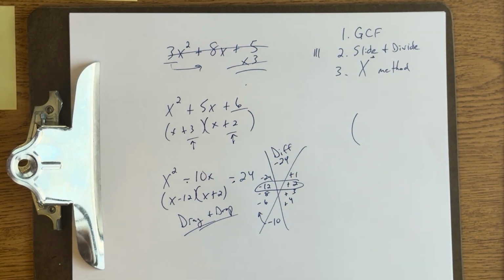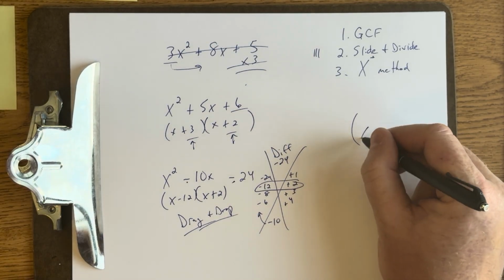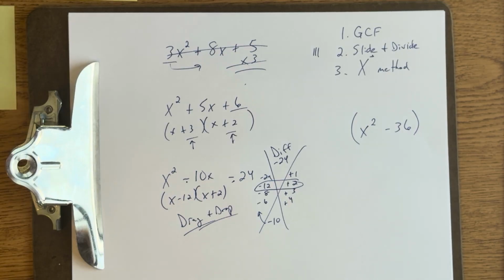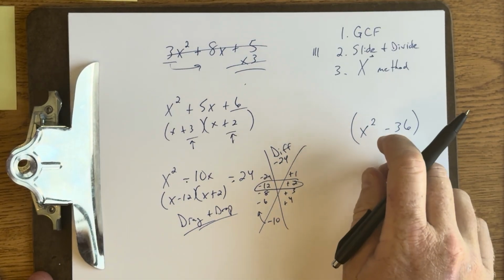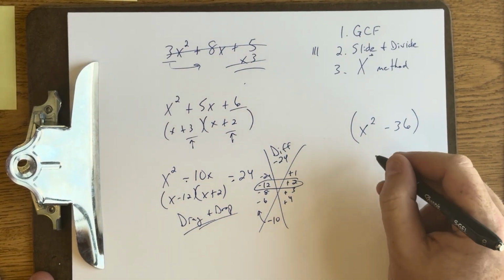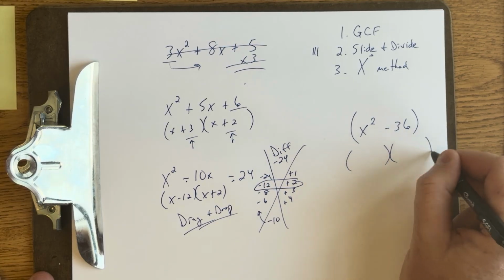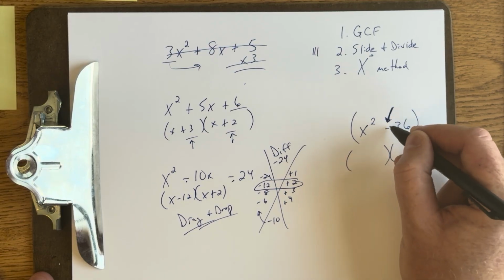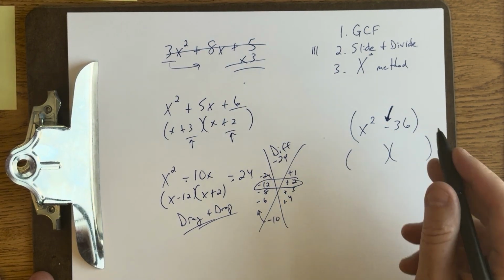They want you to factor x squared minus 36 or something like that. These are the perfect squares. If you remember, this is the one where I told you guys it only works when you have a perfect square and it's a negative in the middle. It has to be a negative in the middle. That is extremely important.